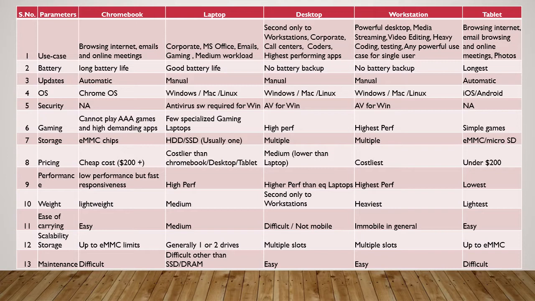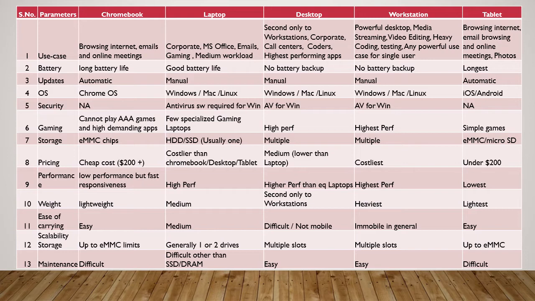So desktops are second only to the workstation. They are having high performance. We can play AAA games if you have a gaming desktop, and we can use high demanding applications too. Now if we talk about the workstation in gaming, it's having the highest performance. We can use any app, and we can play games with a good experience in it. And if we talk about tablets, they are just made for simple games like we play on our mobile, not high level games, just simple games.